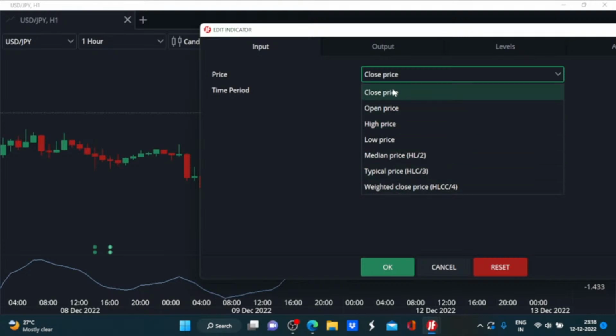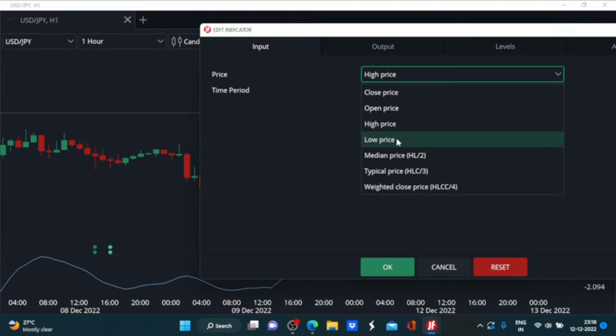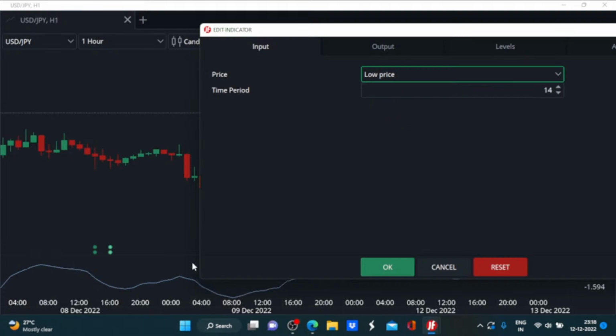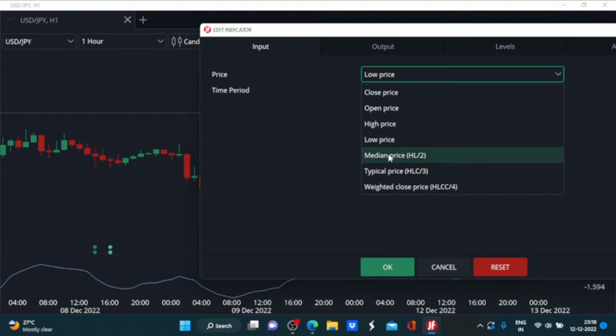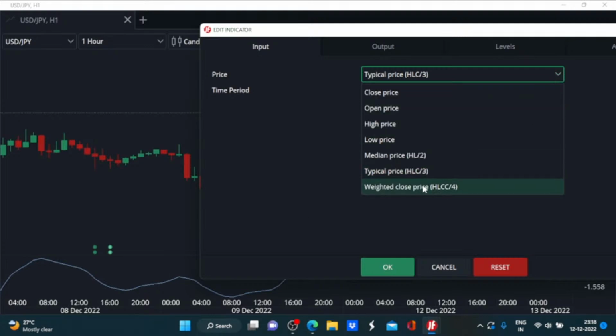Let us try it out one by one, and you will see there are going to be substantial changes in the plotting of this indicator depending on which applied price you are using. So please pay attention to the graph, the charting of this indicator, and as that is the case, you have to carry out the observation.